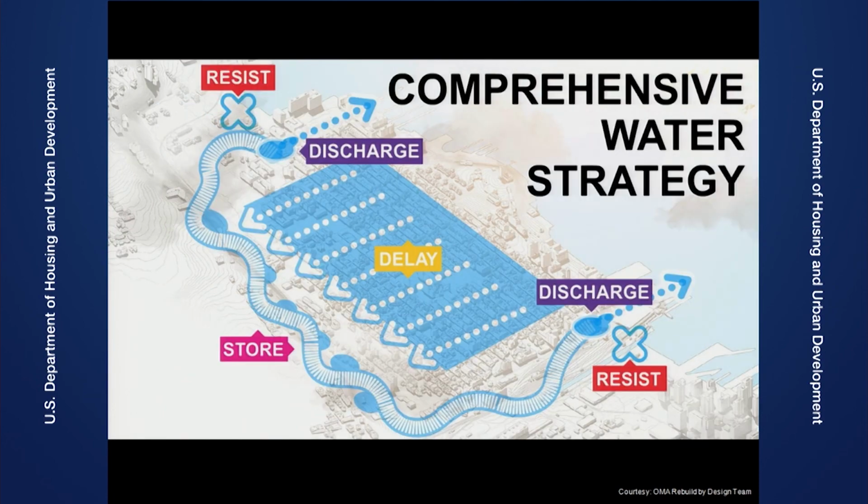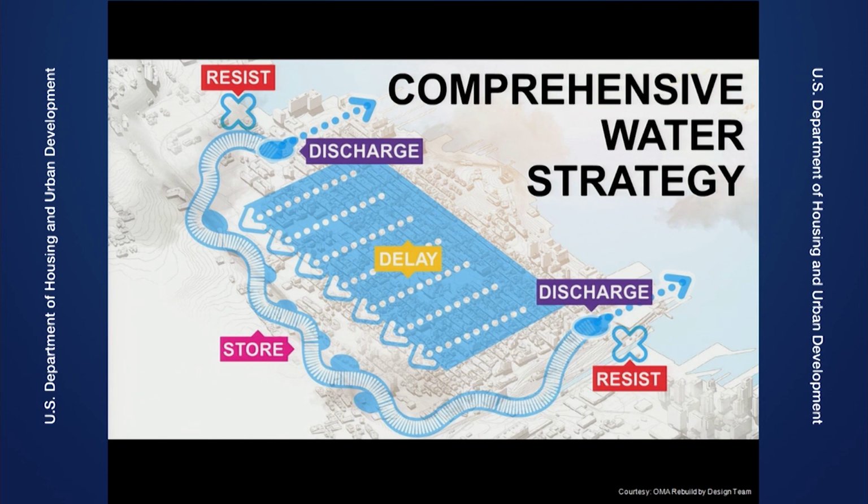So the main elements of the comprehensive water strategy are fairly simple. The innovation is in how design is used to tie them all together. The first element is resist, preventing water from getting in. The second is delay, which involves slowing the rate at which water flows across the city and increasing the rate at which it drains into the ground.